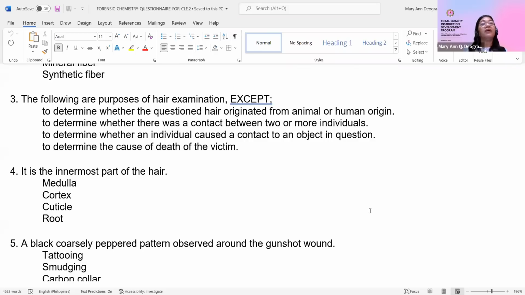Okay. Then number 4. So it is the innermost part of the hair. So we have the medulla, cortex, cuticle, and then root. So i-slash nyo na yung root dyan kasi root is an anatomical part of the hair, di ba? So ang pinaka part ng shaft dyan is we have the medulla, the cortex, and cuticle. So we all know that cuticle is found on the outermost, tapos cortex is the intermediate layer. So ang pinaka innermost part ng hair dyan is the medulla.